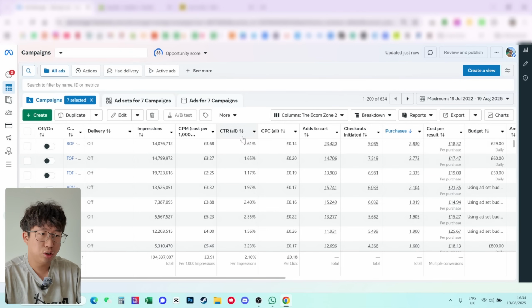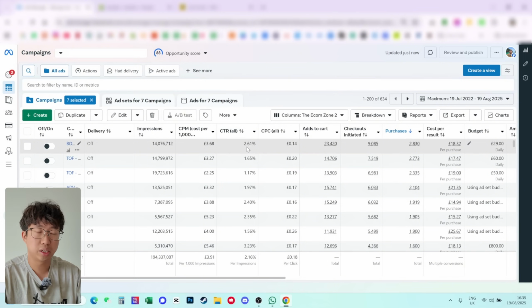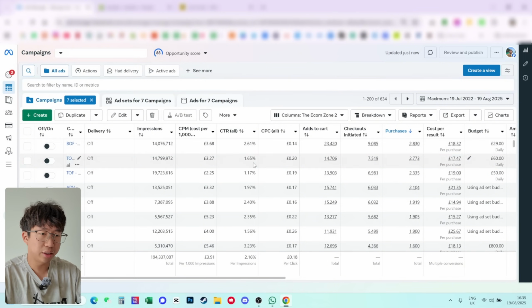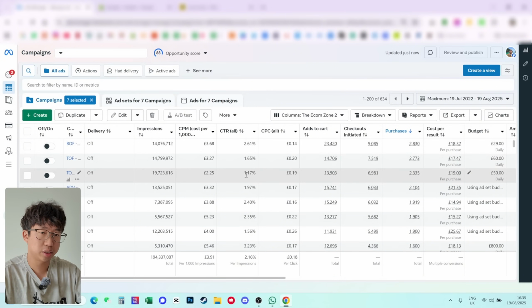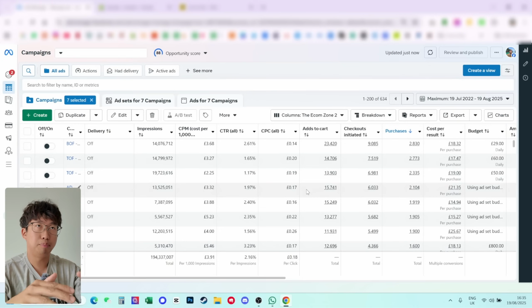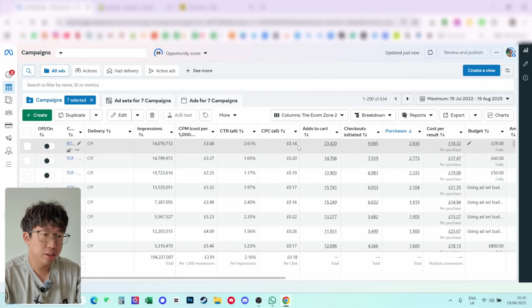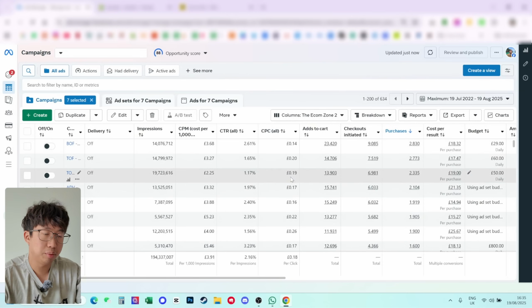Your CTRs, you kind of want to aim for 2.5% or higher. Like this one here, you see my CTR is very low, 1.6%, or even this 1.17%. But the benefit is my CPM is so cheap here, so it kind of all balances out. So you can see here 14p cost per click, 19p cost per click.